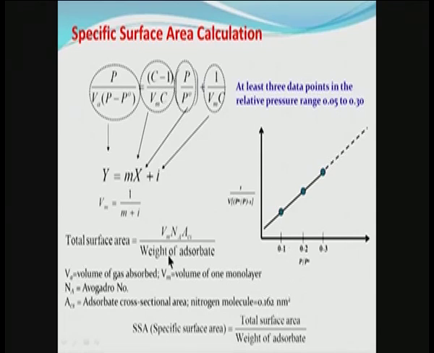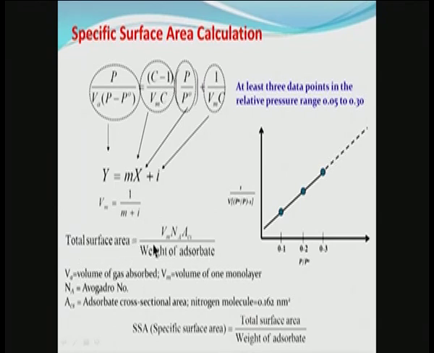So, with all this we can deduce that the specific surface area, rather the total surface area, is given by this equation over here. Vm is the volume of gas adsorbed, Na is the Avogadro number, ACS is the adsorbate cross sectional area, divided by the weight of the adsorbate. So, that gives us the total surface area.